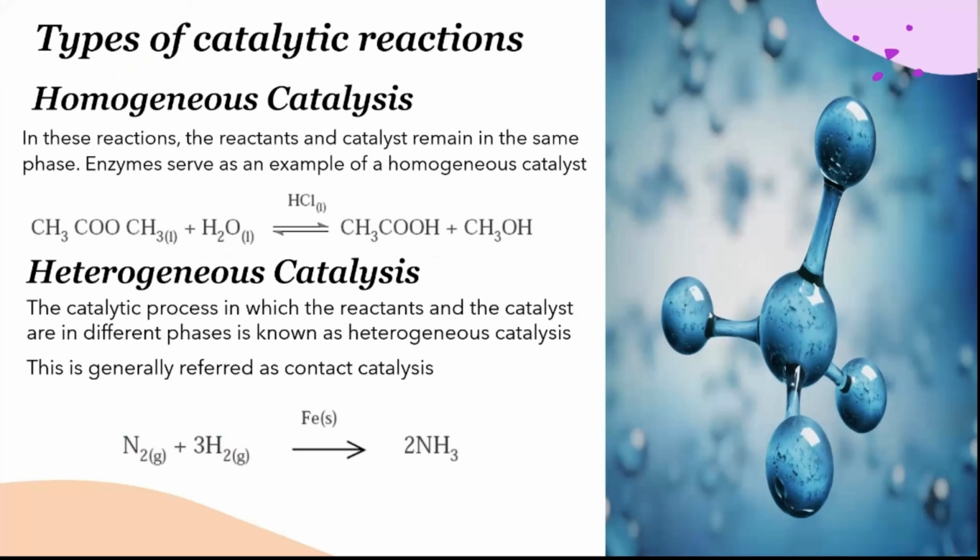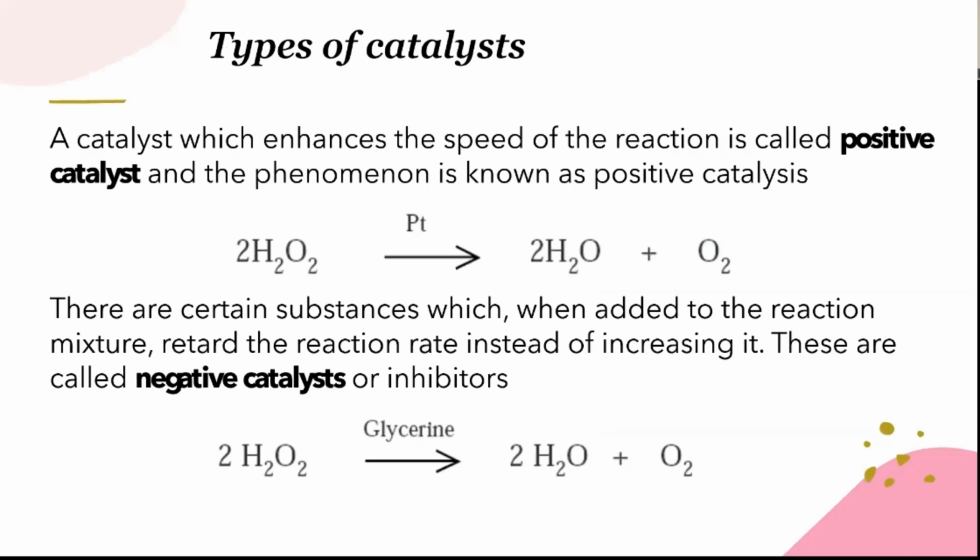In the case of heterogeneous catalysis, the reactant and the catalyst are in different phases. For example, in Haber's process, the production of ammonia, we can see that 1 molecule of nitrogen and 3 molecules of hydrogen combine together to form 2 molecules of ammonia. The reactants are in the gaseous phase, but the catalyst is in a solid state. So it is called heterogeneous catalysis. And since the reactions occur on the surface of the catalyst, heterogeneous catalysis is also called contact catalysis.